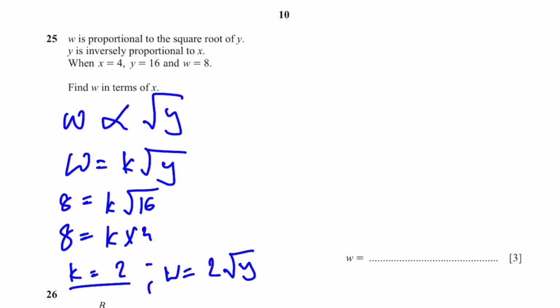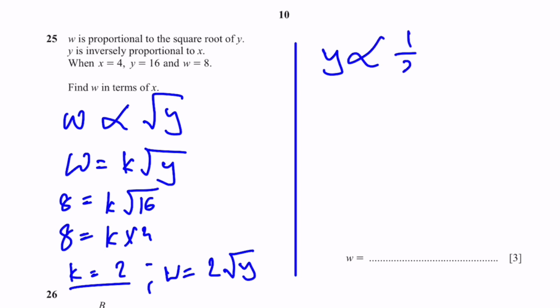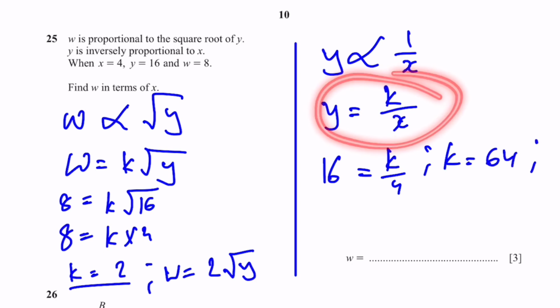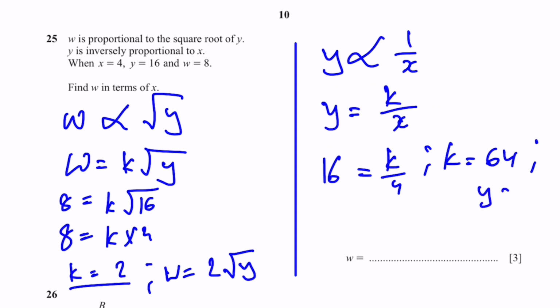Next, let's take the second statement. Y is inversely proportional to x. This is how we write it. So now we can write it as y equals k by x. Once again, k is the proportionality constant. Let's substitute values of y and x. 16 is equal to k by 4. That means k is equal to 64. And we can write this equation here as y equals 64 by x.